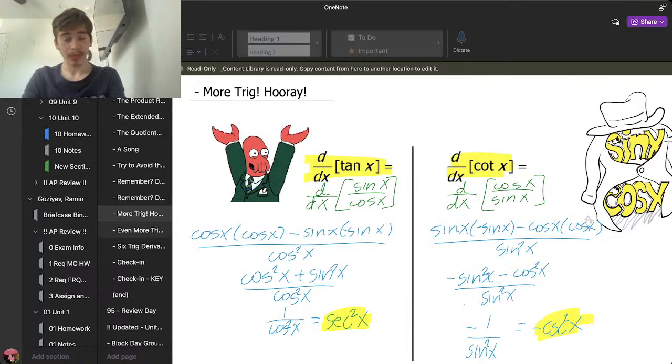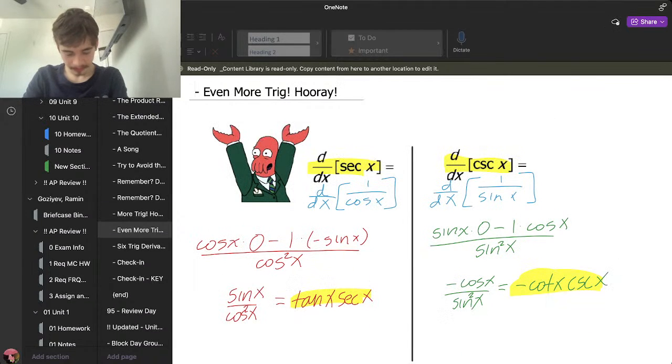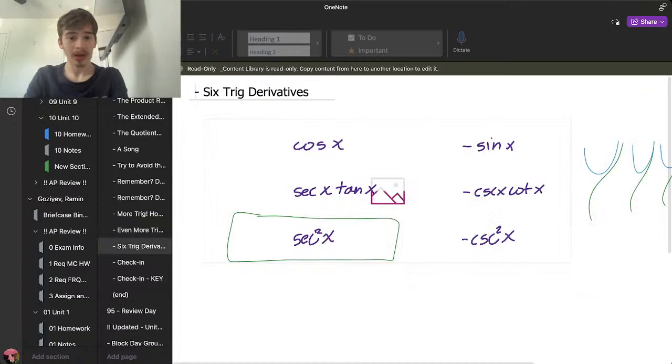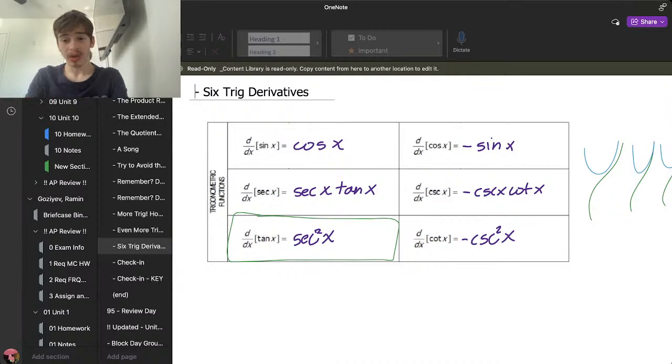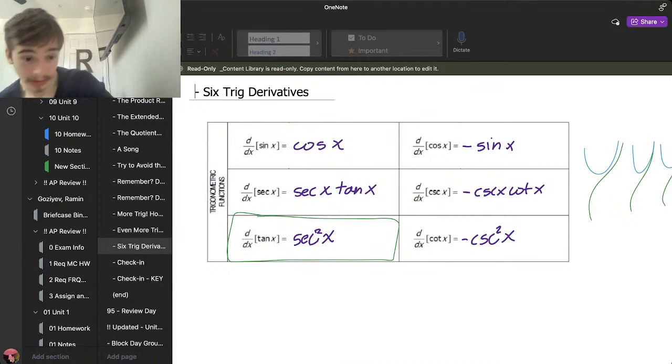We'll keep moving. We gotta get through, like, 8 more units. Washer method, we'll get there. The derivative of secant is secant x tangent x. The derivative of cosecant is negative cosecant x cotangent x. Here are your six trig derivatives. Memorize them while I take a sip of water.